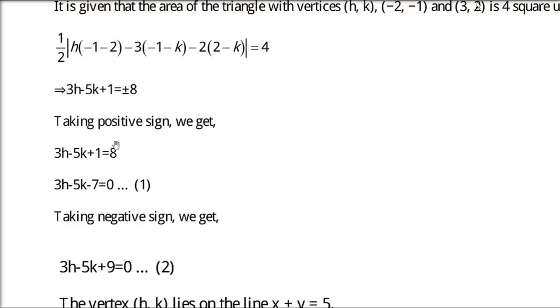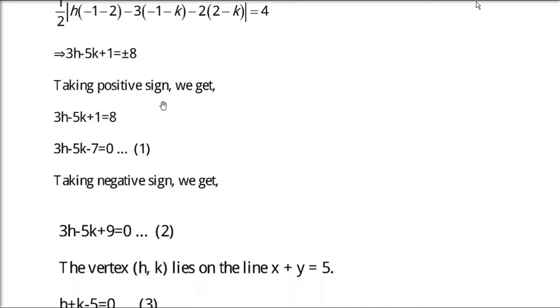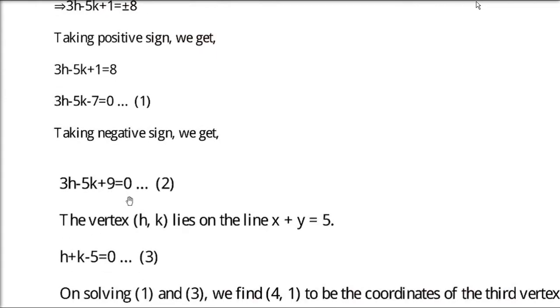So if I take positive, 8 will go on the left hand side. So 1 minus 8 is minus 7. So 3h minus 5k minus 7. If I take it as negative, take negative on this side, it will be plus. 1 plus 8 is 9. So 3h minus 5k plus 9 equals 0. So these are the two equations.